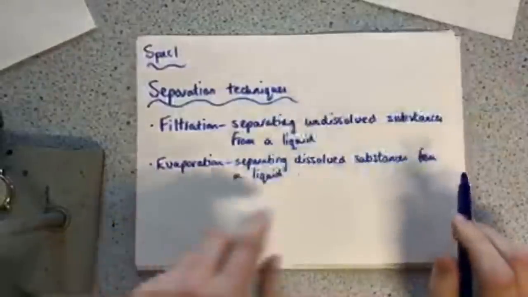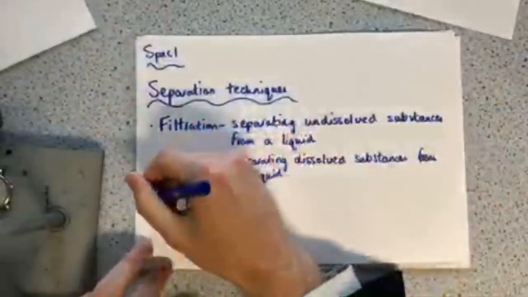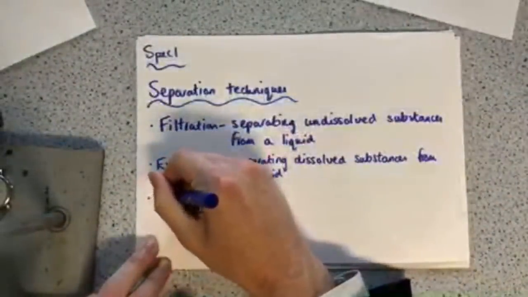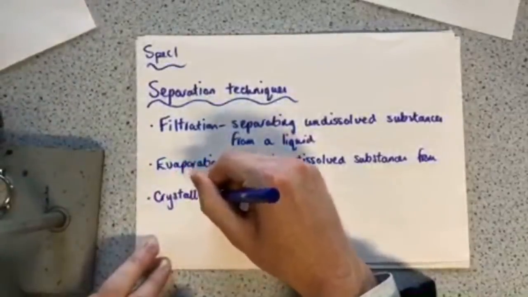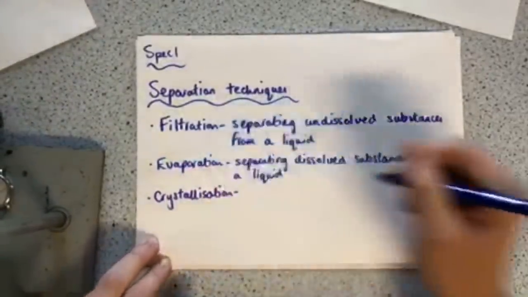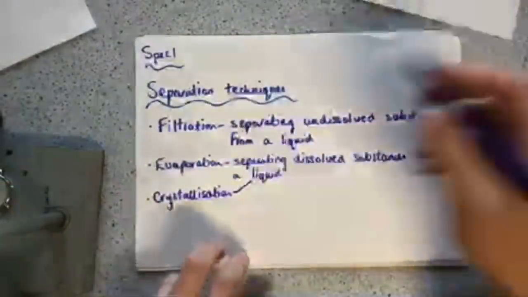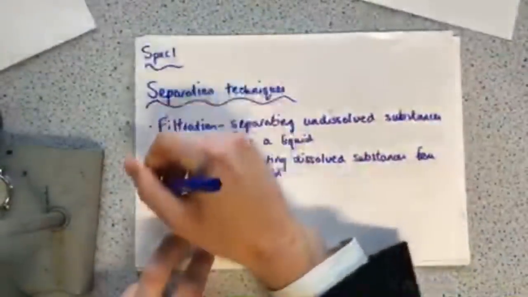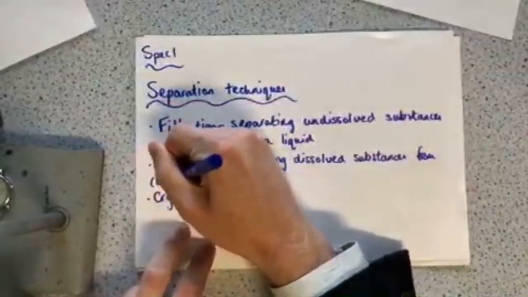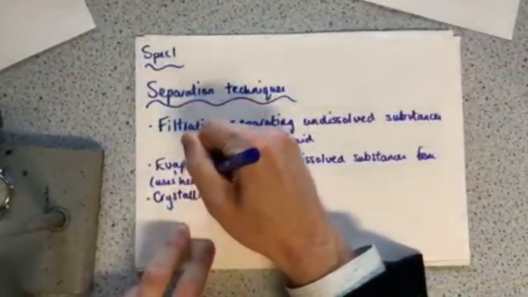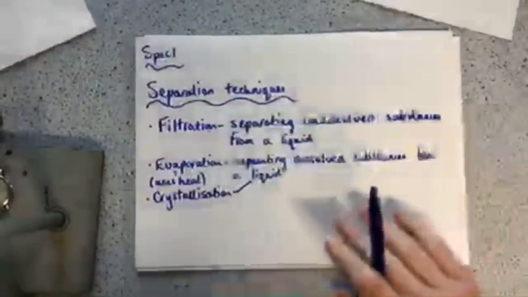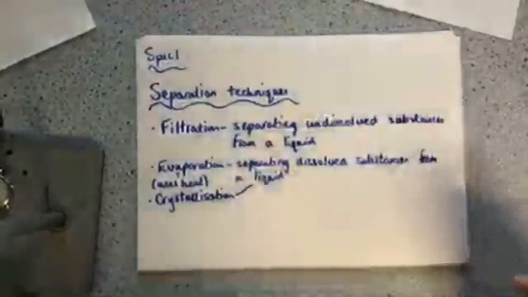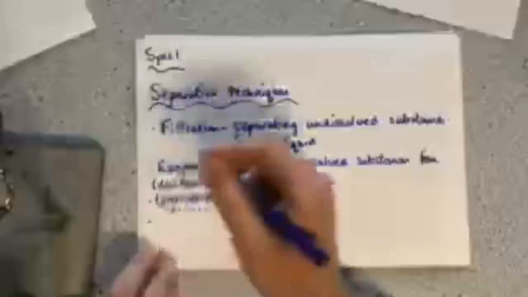You can also separate dissolved substances from a liquid using crystallization. It's the same thing, however, evaporation uses heat. So, for example, that would be involving a Bunsen burner. Crystallization would be the same thing, except you just leave it on the side and allow the liquid to evaporate of its own accord. So you've got chromatography.